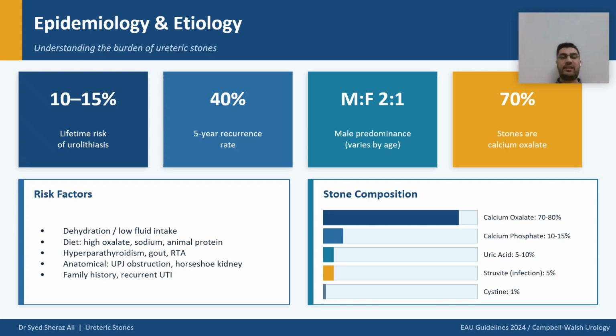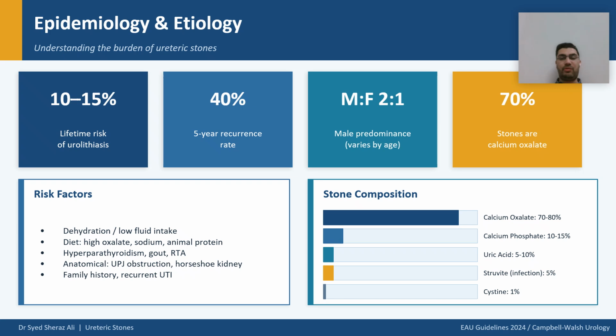What makes this condition even more significant is its recurrence rate. Without intervention or prevention, approximately 40% of patients will have a recurrence within 5 years. This underscores the importance of the preventive measures we will discuss later. There is a well-established male predominance. Men are twice as likely as women to develop stones, although the gap is narrowing, particularly in postmenopausal women.